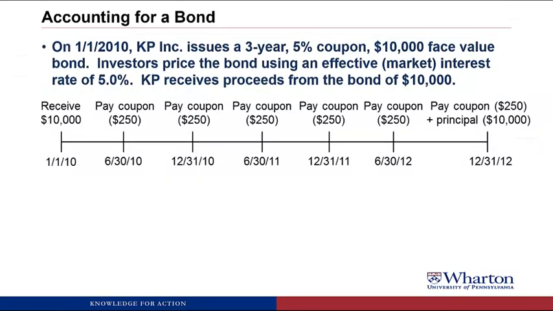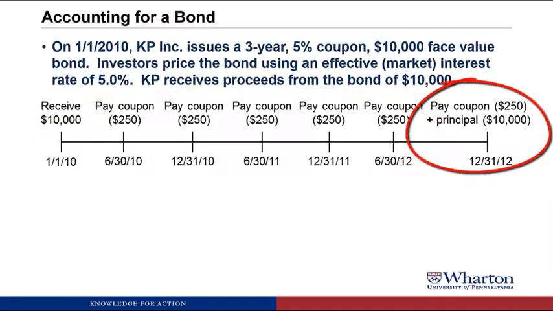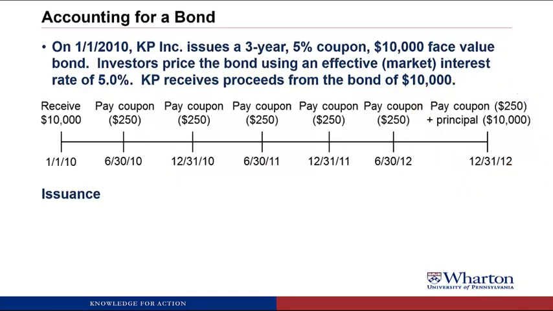So now let's go ahead and do the journal entries. As we have done before, I've laid out all of the payments across the timeline. We get 10,000 when we issue the bond on January 1st, 2010. Every 6 months we pay a $250 coupon payment. At the end, we make the last coupon payment plus the principal. So let me throw up the pause sign and try to do the journal entry for when the bond is issued on January 1, 2010.